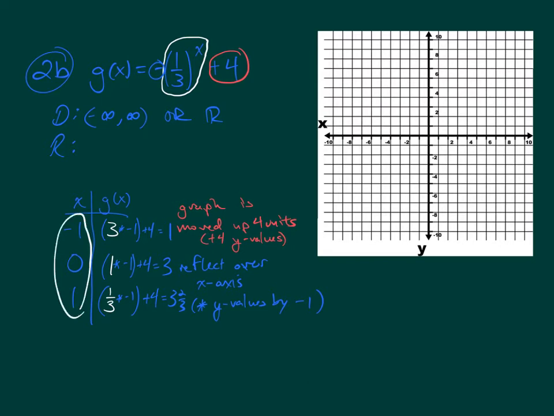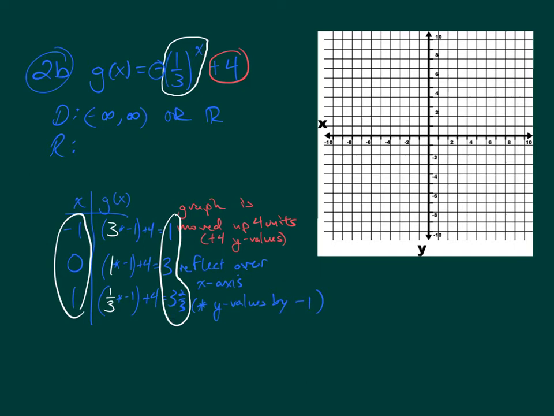-1, 0, and 1 are still my x values. There were no x transformations here, but there were a couple transformations to my y's, and these are my new y values. So they're still paired up in the same row. So I'll have -1, 1 as one of my points, 0, 3 as another point, and 1, 3 2/3 as my third point.